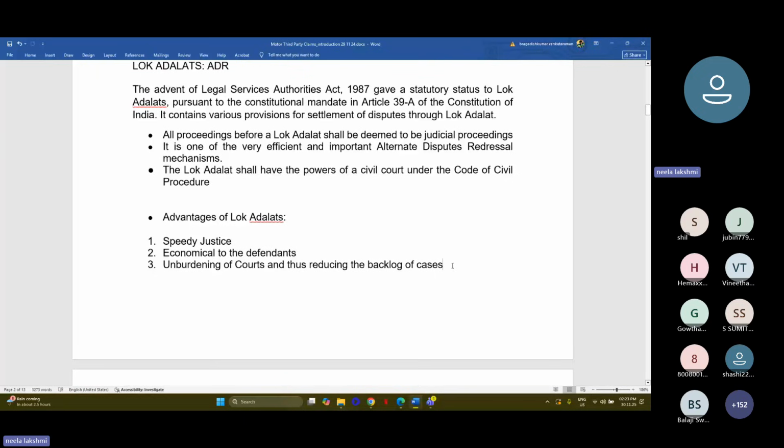Lok Adalat is the brainchild of Justice V.R. Krishnaiyer and Justice Bhagavati. The Lok Adalat is the brainchild of those justices.